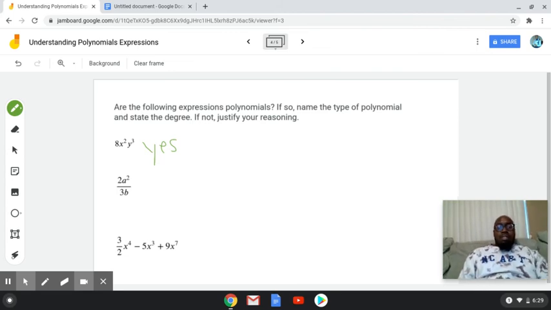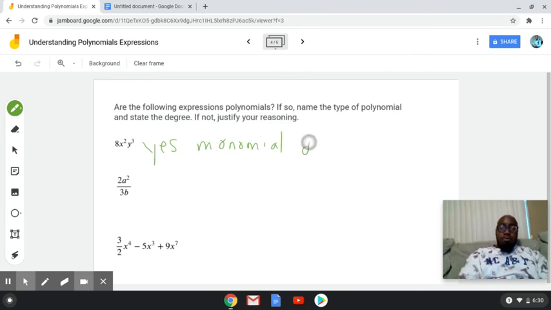If so, what is the name of this polynomial? This polynomial is called a monomial. It only has one term. And then what is the degree of this monomial? If you add the exponents, you just add 2 plus 3, which is 5. Degree of 5. So yes, it is a polynomial. This polynomial is called a monomial and has a degree of 5.